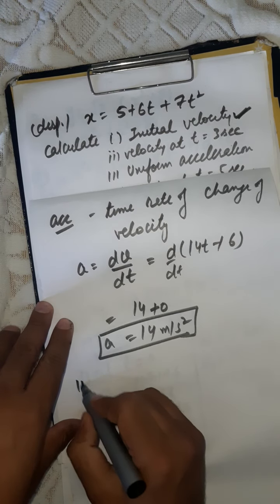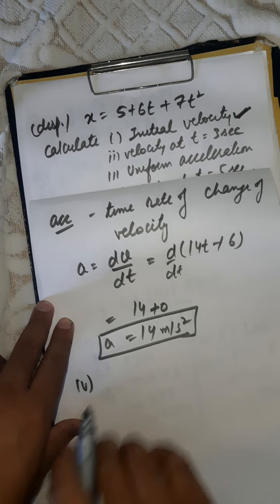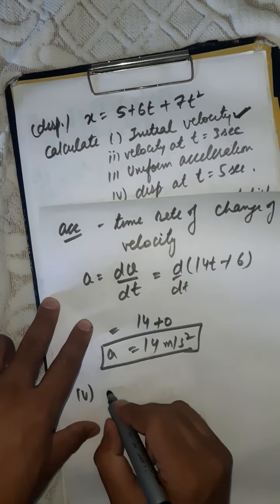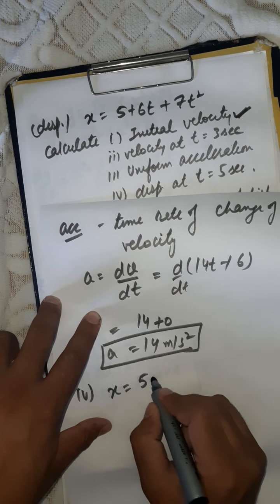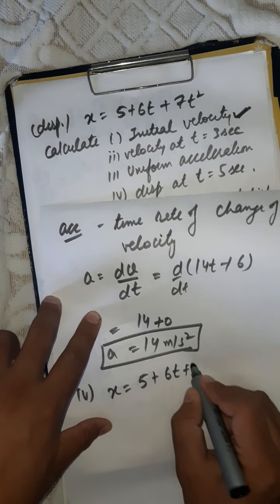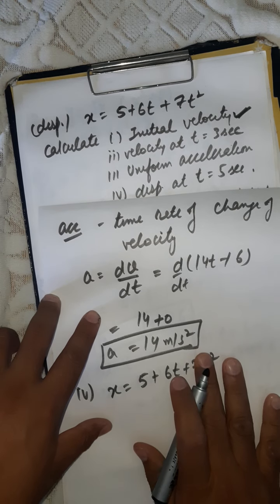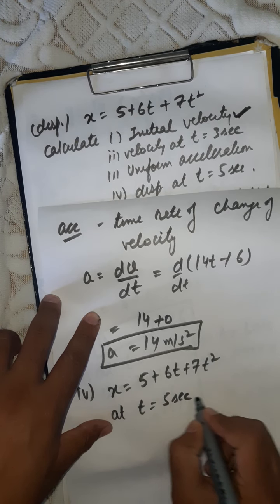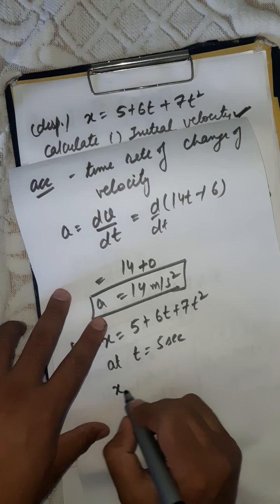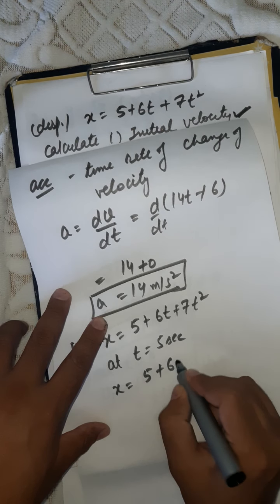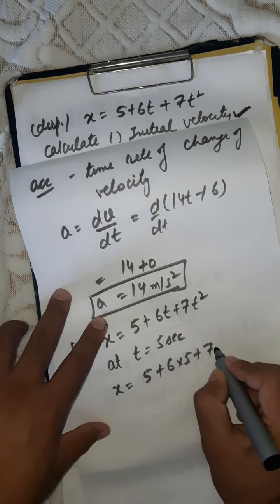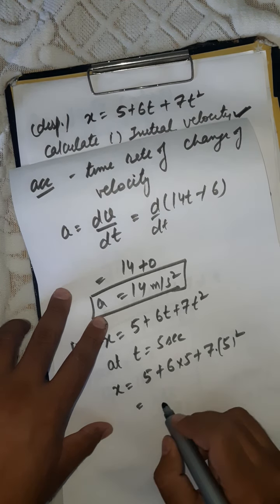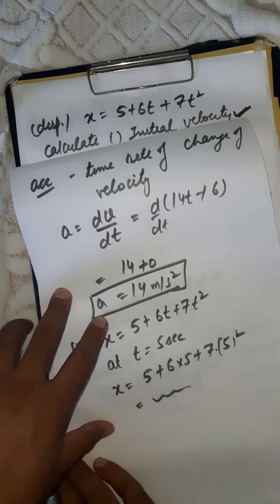Okay. So what is the fourth point here? Displacement at t is equal to 5 seconds. What is the displacement? Initially 5 plus 6t plus 7t square. Just put the value at t is equal to 5 seconds. So we'll put the value: 5 plus 6 into 5 plus 7 into 5 square. So just solve it and you will get the answer.